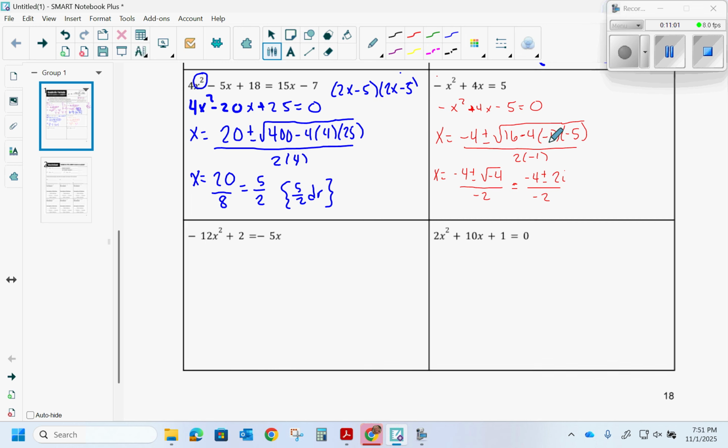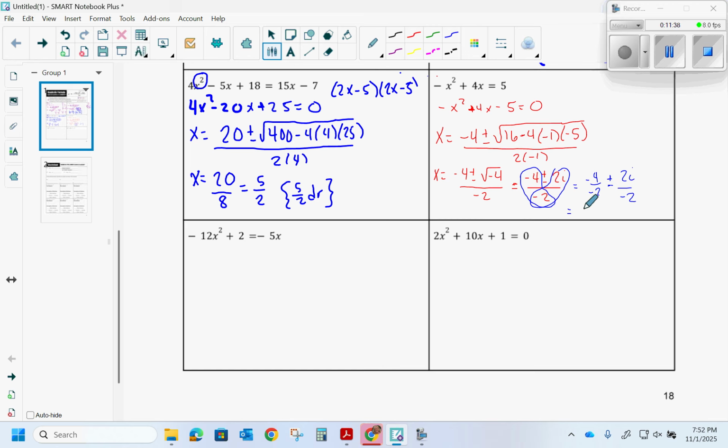Now we have to split our answer. All right, so I'll do this again. Split it into that and split that. So -4 over -2 plus or minus 2i over -2. And listen, you don't have to show every single one of these steps. I'm just trying to show you how to split these. So some of you can probably split that in your head.